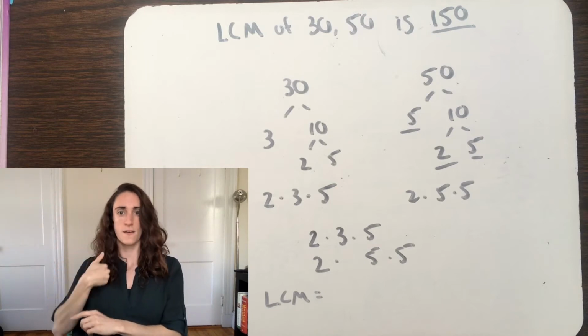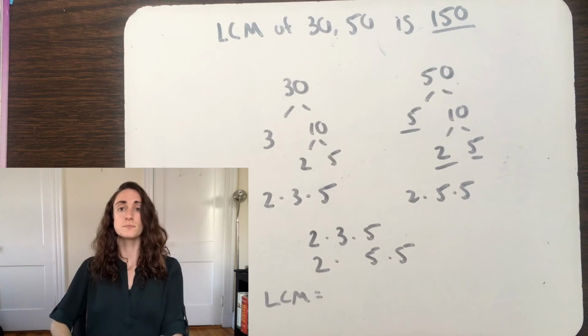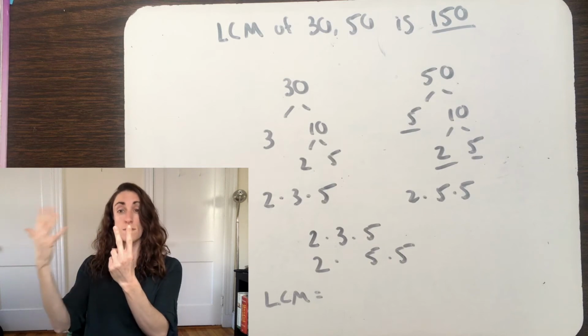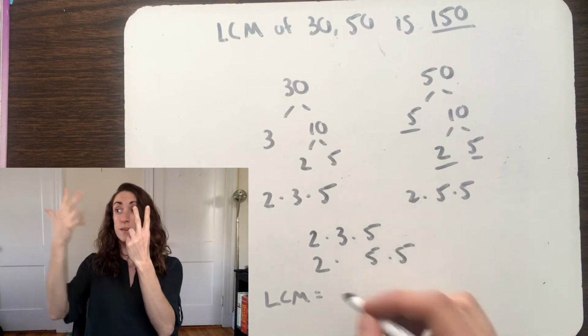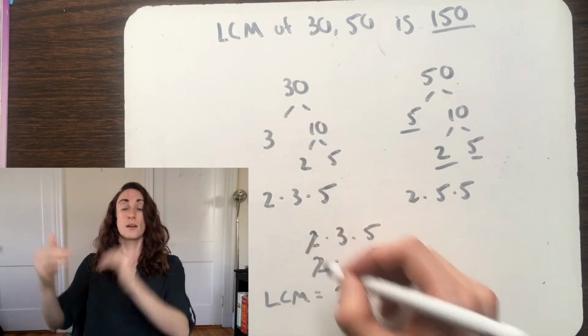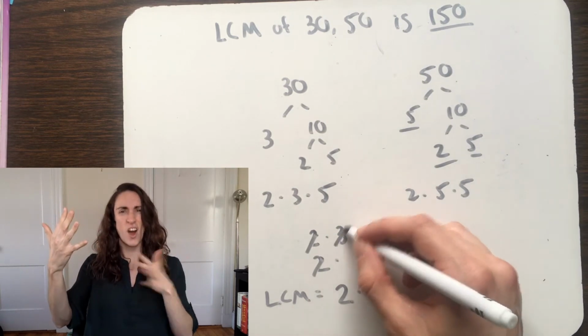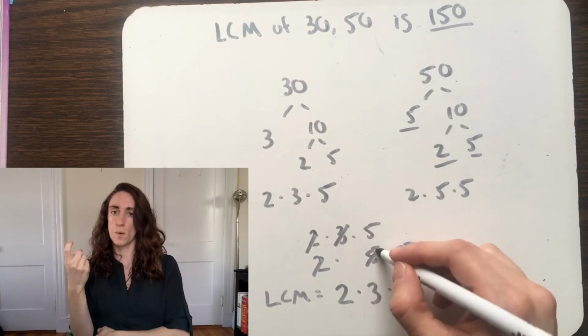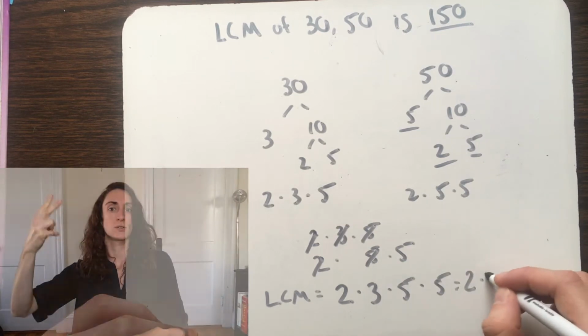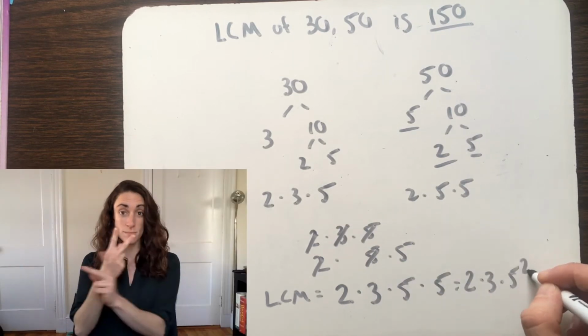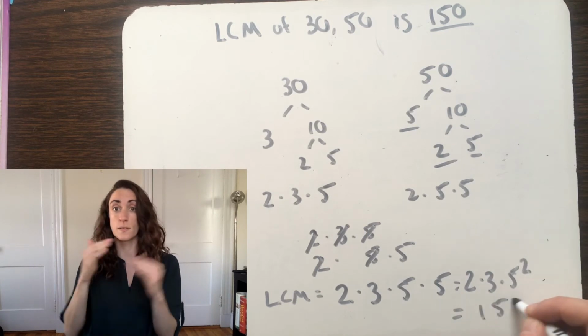So for example, the prime factorization of 30 is 2 times 3 times 5. That means the least common multiple has to contain at least a 2, a 3, and a 5. And then for 50, we have 2 times 5 times 5, meaning the LCM needs to contain at least a 2, a 5, and a 5. But if we start with 2, 3, 5, and then go and check on what 50 needs, we can see we've already got a 2 and already got a 5. We just need one more 5 to satisfy the prime factorization of 50.